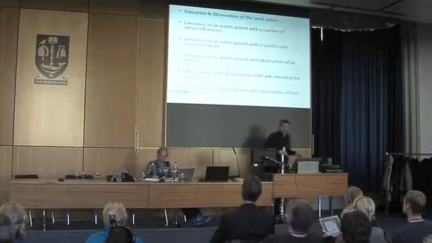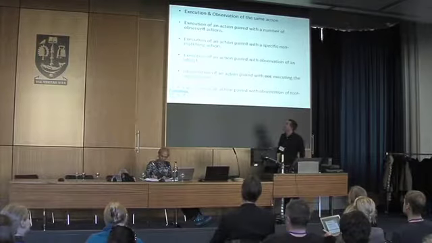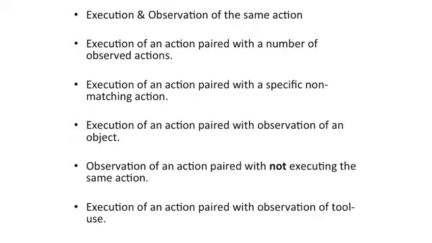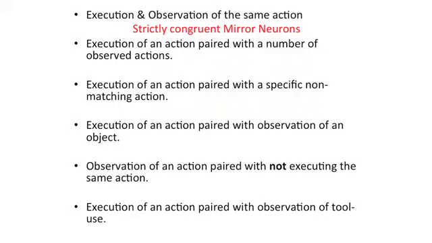So what does this kind of mean? Well, I think one of the things that's been really interesting recently is that we've now got a huge range of mirror neurons. And I think rather than trying to understand why evolution would have given us all these different cell types, we can think of the different types of mirror neuron in terms of type of experience. So if people get lots of experience of executing and observing the same action, then you're going to get strictly congruent mirror neurons. If execution of an action is paired with a number of observed actions, then you're going to get broadly congruent mirror neurons. If you observe an action and it's specifically paired with a non-matching action, you get logically related mirror neurons.